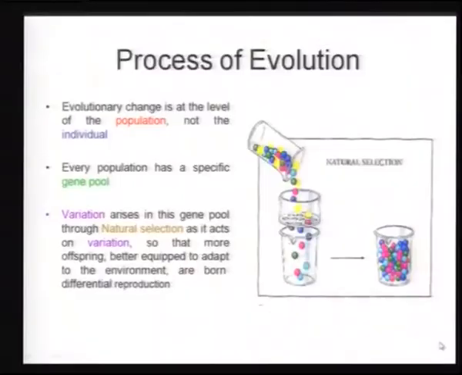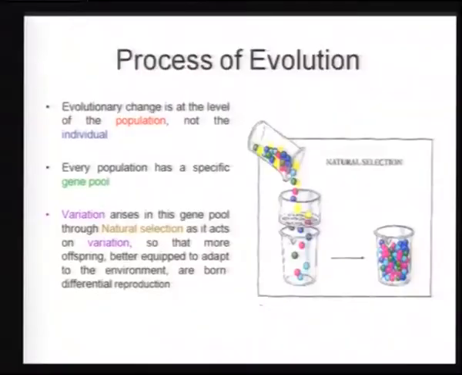If you see the next slide now, you can see the process of evolution diagrammatically represented. See, evolution actually takes place in a population. In other words, it's the population which evolves. Darwin really thought of this idea so many years ago when nothing about genetics was known. And he thought that evolution was at the level of the individual. But later, many other scientists found that it's not the individual which evolves, but it's the population which evolves.